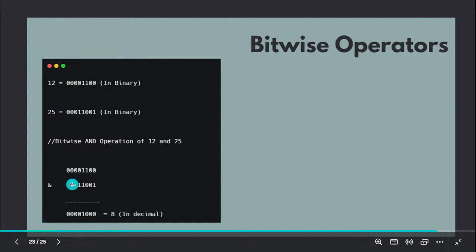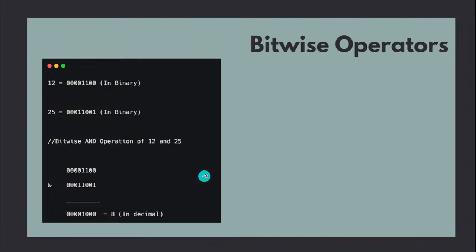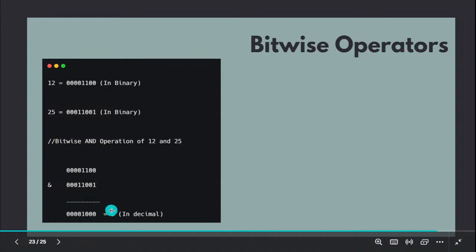So if you compare manually, only in one place where you have 1 and 1, that will be 1, and the remaining places will be 0, because it is the AND operator. So this is actually the answer. If you convert this number into decimal, you will get 8.